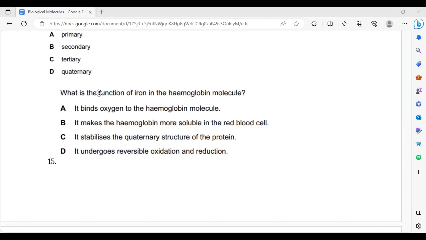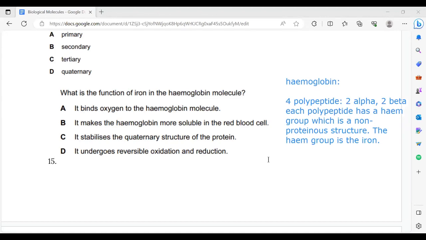Question number 15. What is the function of the iron in a hemoglobin molecule? I'll tell you the basic structure of a hemoglobin molecule. It has four polypeptides, two alpha chains and two beta chains, and each polypeptide has a heme group, which is a non-proteinous structure, and the heme group contains the iron. So what is the function of the iron in the hemoglobin molecule?